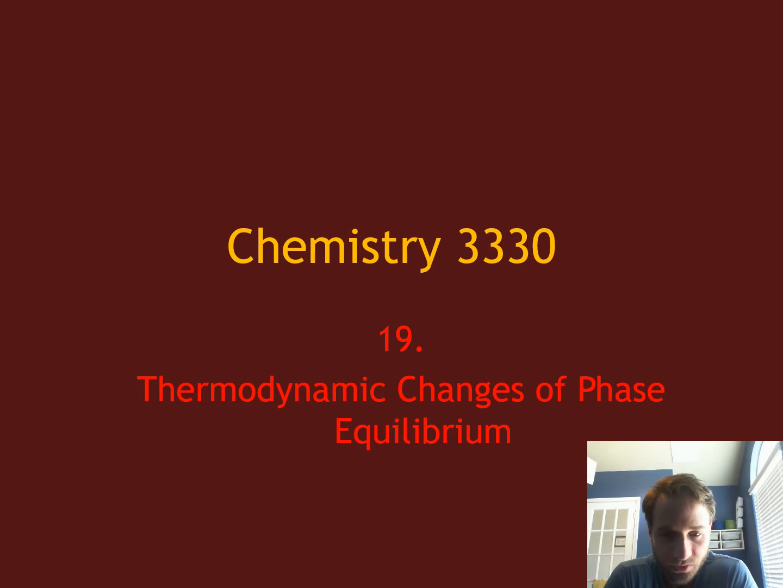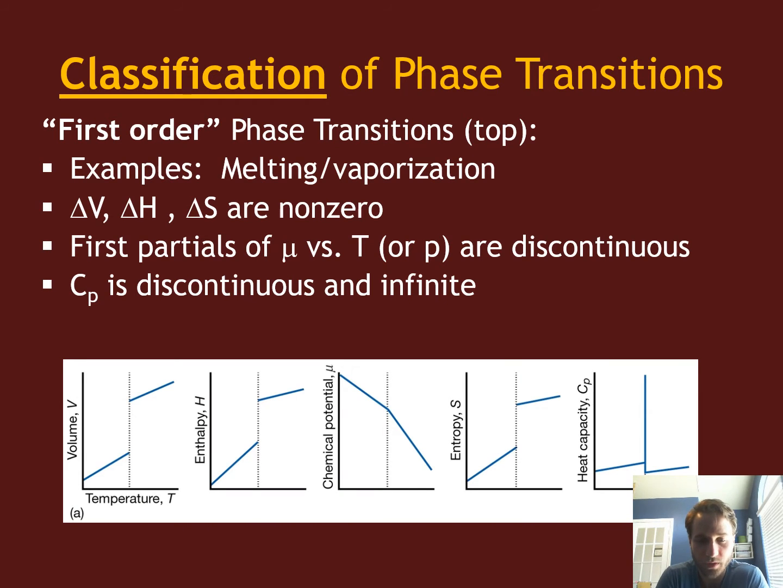All right, in this last little short video talking about thermodynamic changes of phase equilibrium, we're just going to talk about a little bit of some criterion to describe a phase transition. There are two types of phase transitions. There's considered a first order phase transition. Examples of these are your melting, freezing, vaporization, sublimation, things like that.